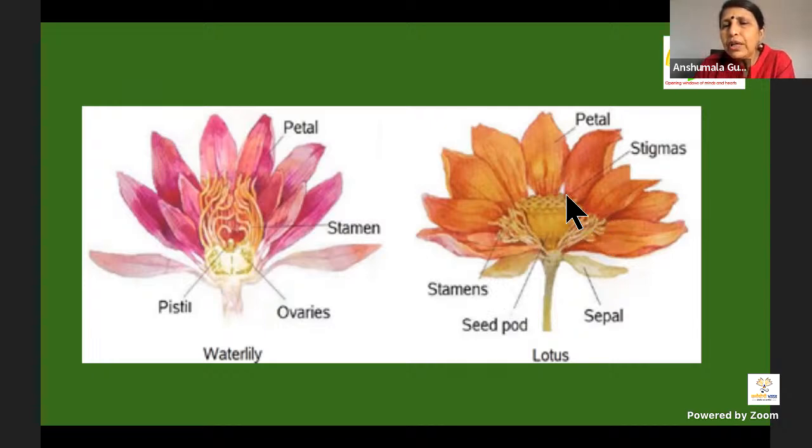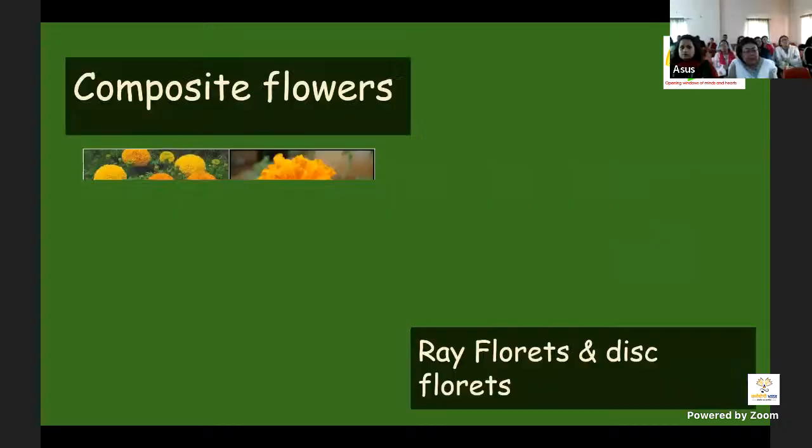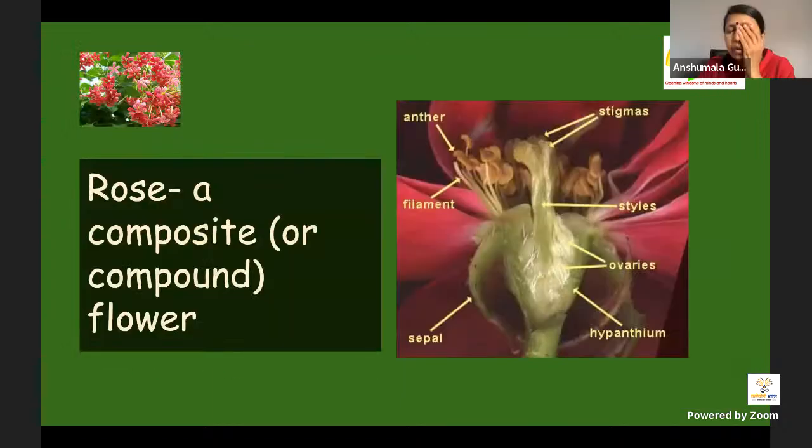Whereas in lotus, look at the huge combination of female tips. It's like many female tips joining up together. That's why you have stigmas written, not stigma. Stigma is the female tip. So here, stigmas, many female tips joined together into the structure. There is a seed pod below. And here are the males, the stamens surrounding it. So lotus is itself a cluster of flowers, not a single flower. Okay. Which is also true of rose.